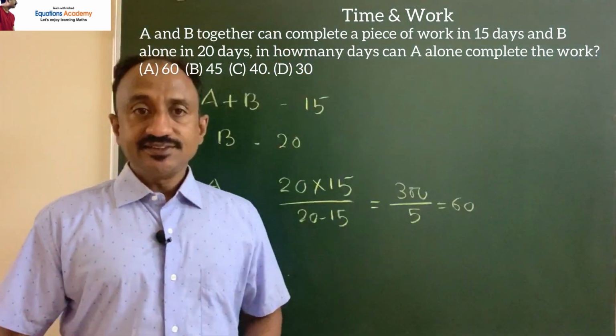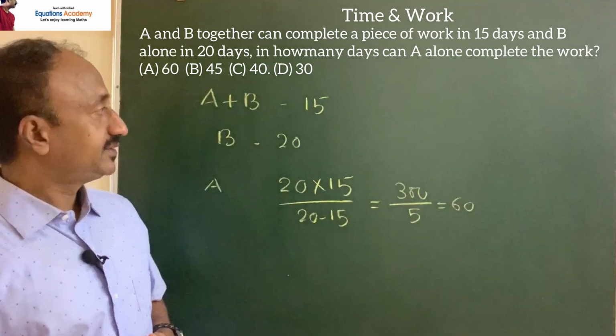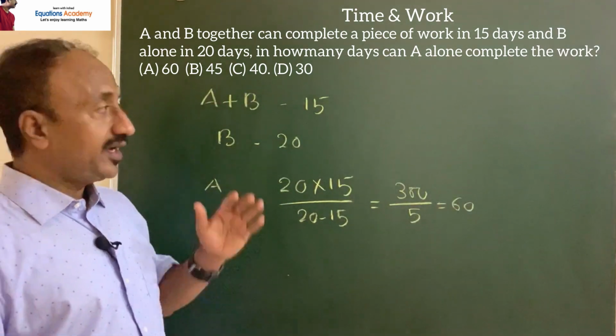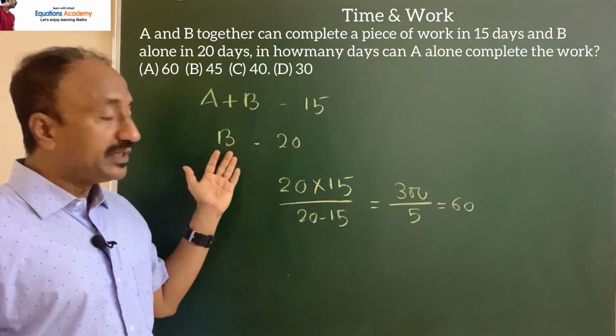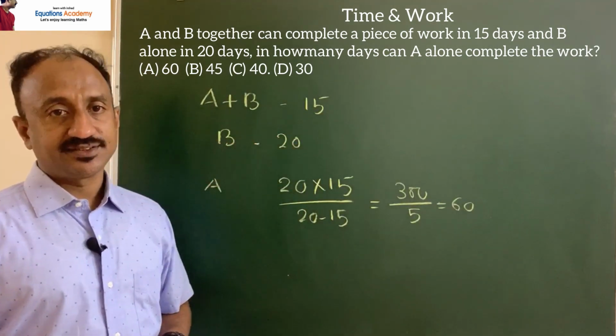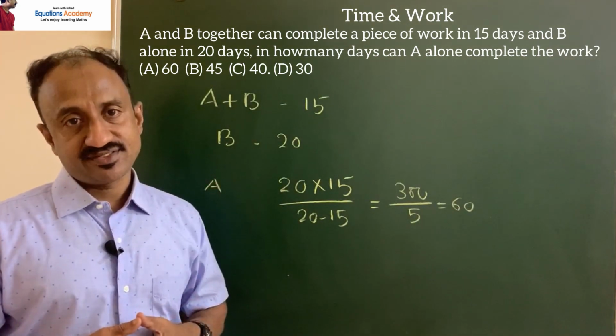Clear? These types of problems can also be done in a tricky method. A and B together will take 15 days and B alone will take 20 days, and we need to find how many days A alone will take.